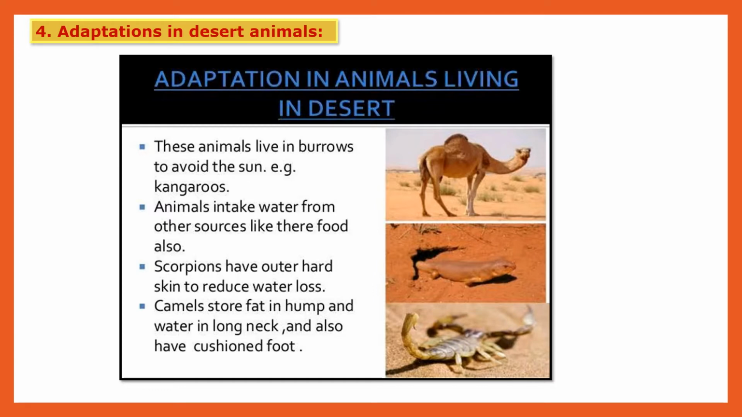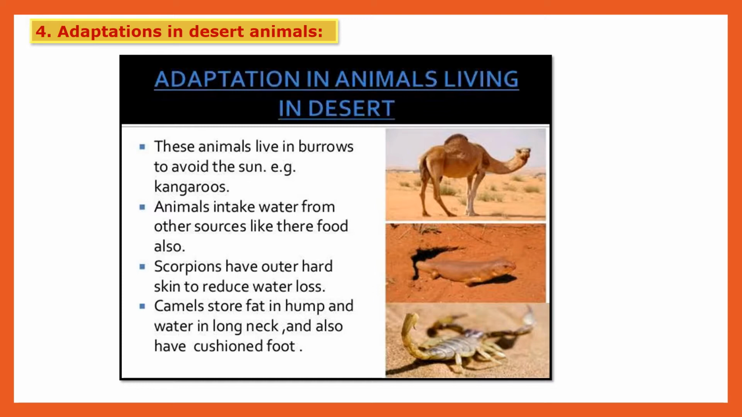There are some examples of desert animals. These animals live in burrows to avoid the sun. For example, kangaroo. So all these desert animals are living in burrows. Means they are making burrows in the soil, and these animals are living in them because in the desert there is a hot sun, and due to that they are taking shelter in the burrows.